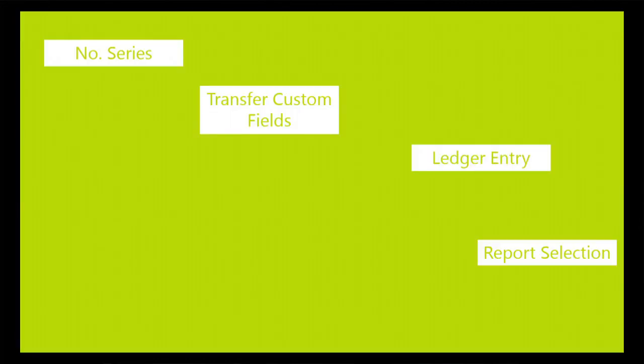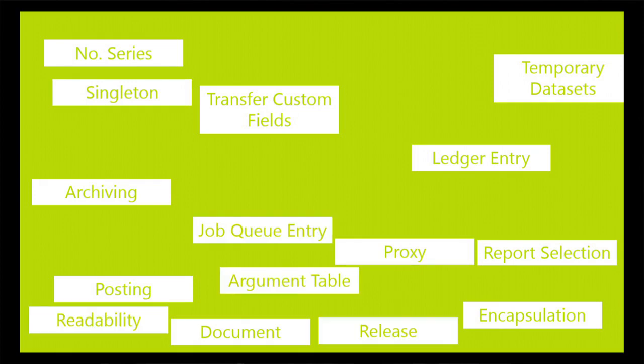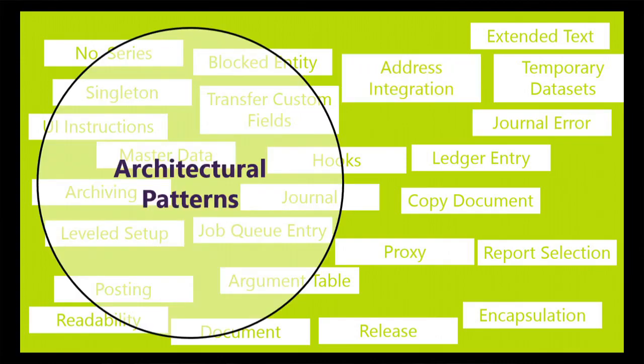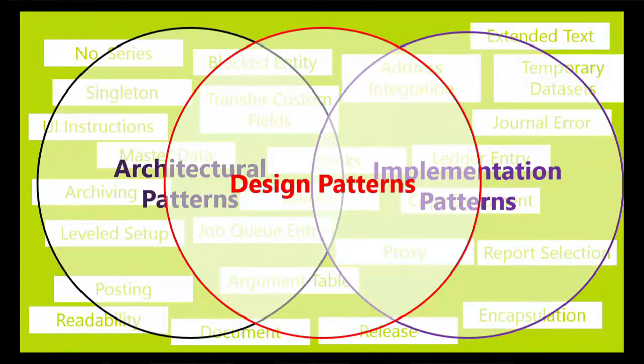A lot of design patterns that are documented will be familiar to experienced developers and be recognized. When we talk about design patterns in Dynamics NAV, we actually categorize them into 3 categories. The first is architectural patterns. They are the larger building blocks such as tables and posting code units. Design patterns are sub-elements to architectural patterns and give them special characteristics typical to Dynamics NAV, such as number series, blocked entity, and address integration. The last category is implementation patterns. This is the way you structure your code. Examples are natural language programming, encapsulation, facades, interfaces, and hooks.